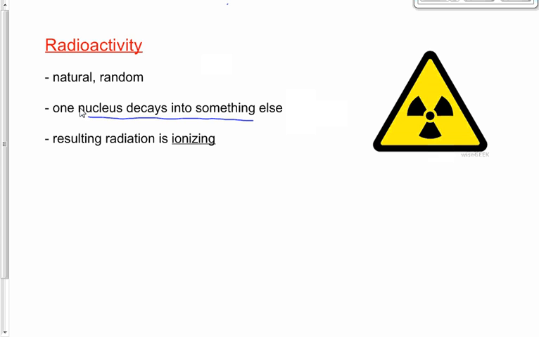What do we know about radioactivity? Well, it's a natural process. It happens on its own. It's a random process. It happens when it wants to happen. We don't control it. It's going to happen when it wants to happen. We have no control over it whatsoever.